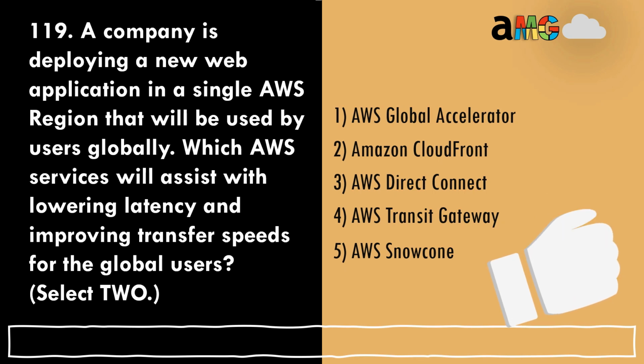119. A company is deploying a new web application in a single AWS region that will be used by users globally. Which AWS services will assist with lowering latency and improving transfer speeds for the global users? You have to select two options. Okay, so go through the options. Your time starts now.